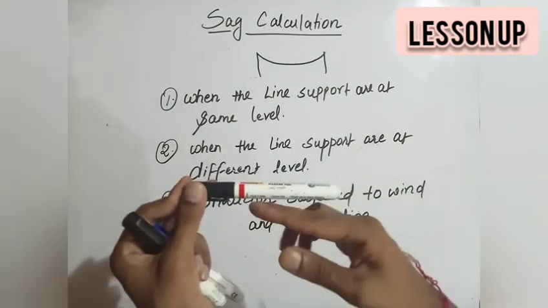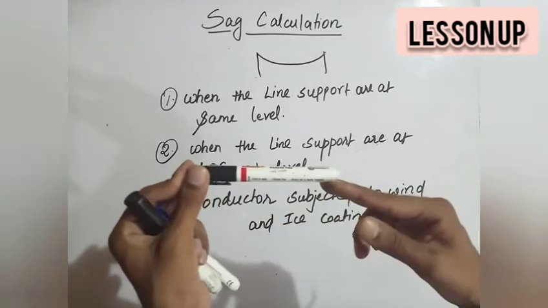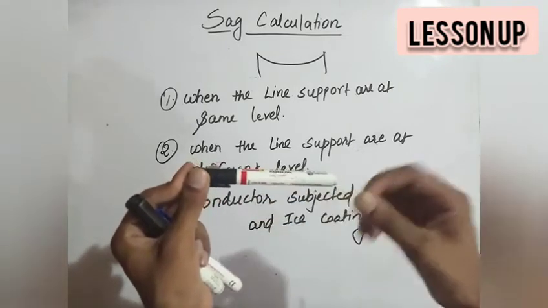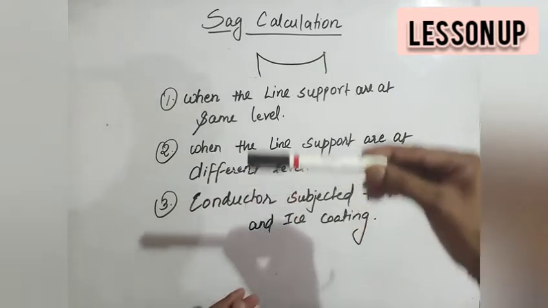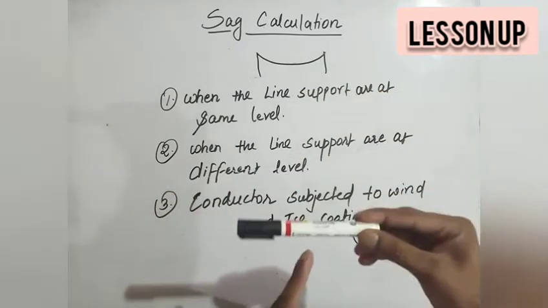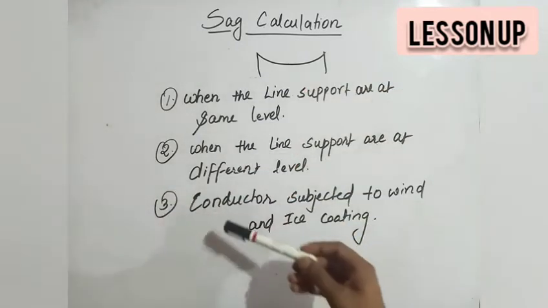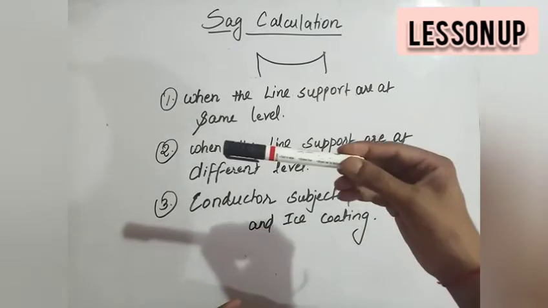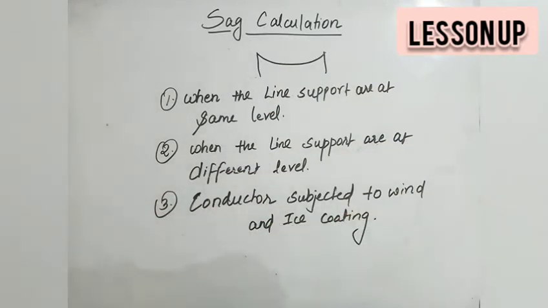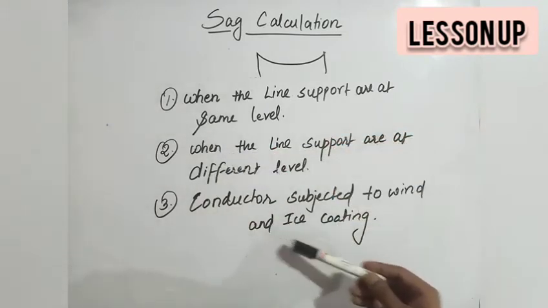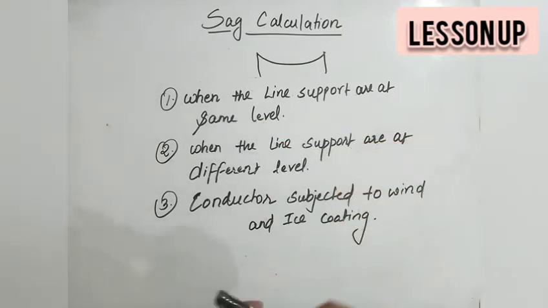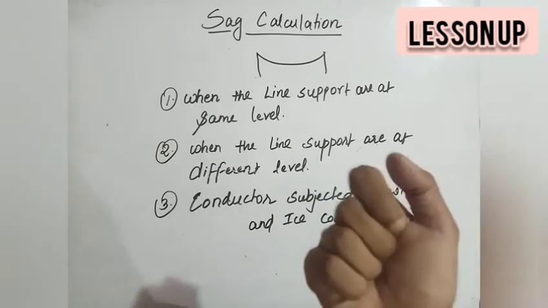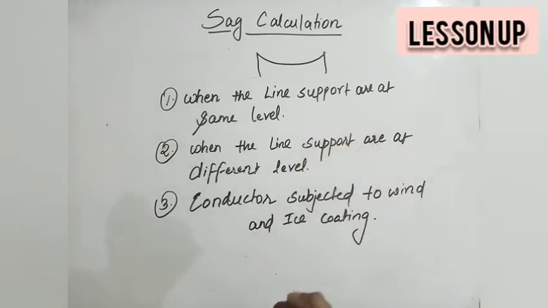But if the cross section area of a conductor experiences wind, then it can move like this, right? So this is called horizontal sag. So if the conductor is subjected to wind, it can experience a horizontal sag, and due to ice coating it can experience a vertical sag, because due to ice coating the weight of the conductor will increase, and we all know that the weight of the conductor is a factor which affects the sag in an overhead line.